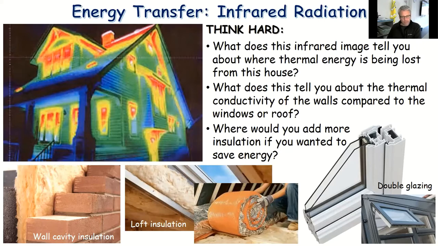So if you were going to insulate this house, the most economic and efficient way to do that would be to install double glazing, because you're losing a lot of energy there, and to make sure that you've got good loft insulation all around to make sure that you don't lose energy there. You may or may not want to put wall cavity insulation. It certainly would improve the retention of heat energy, but in this case it's not the place where we're losing most energy. So you can see the thermal imaging camera would have a very big impact in the way that you spend your money to make a house more efficient.